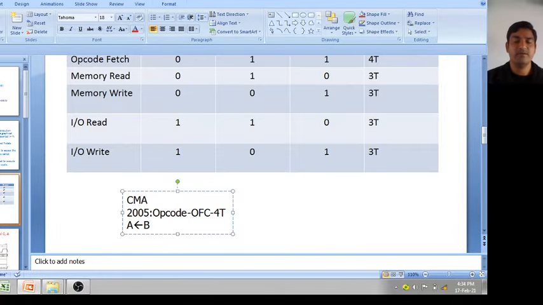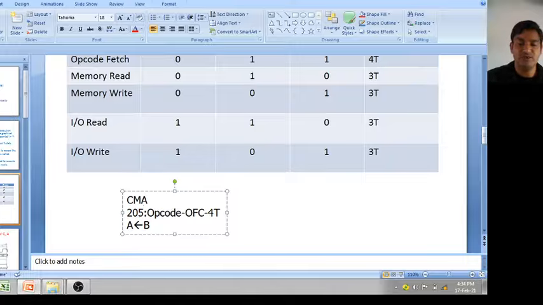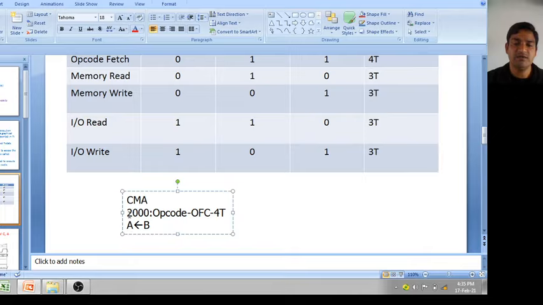Then suppose the next instruction I am taking is CMA. Total how many T states or machine cycles are required to execute this instruction? Suppose this instruction is available in memory location 2000, or 2050.